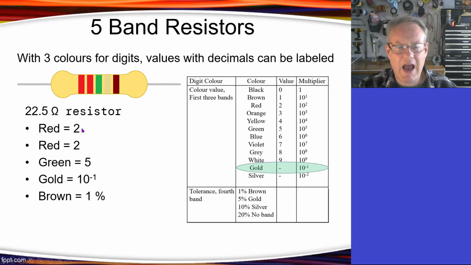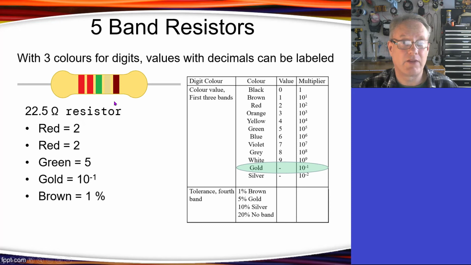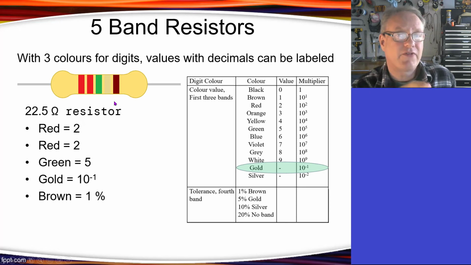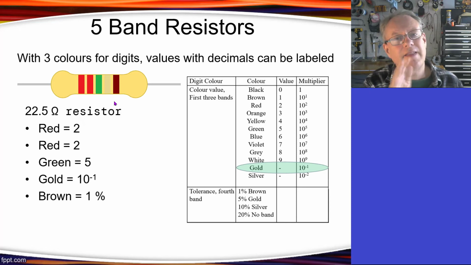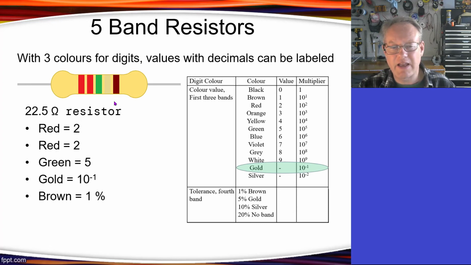So I'm just going to have red, red, green. So it's 225. And then my last one over here, this is going to be my multiplier. In this case, it's gold, so it's times 10 to the negative 1. Often for a 5 band resistor, they want to get that decimal in there. So in this case, it's 22.5, and then it's times 10 to the negative 1.